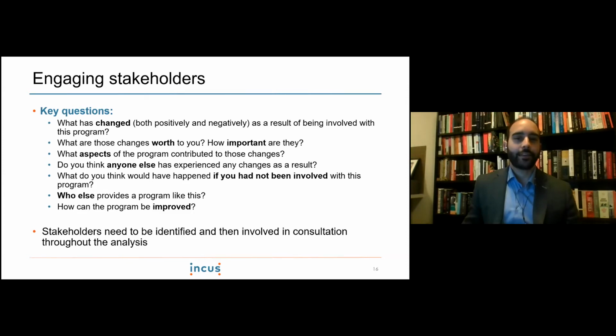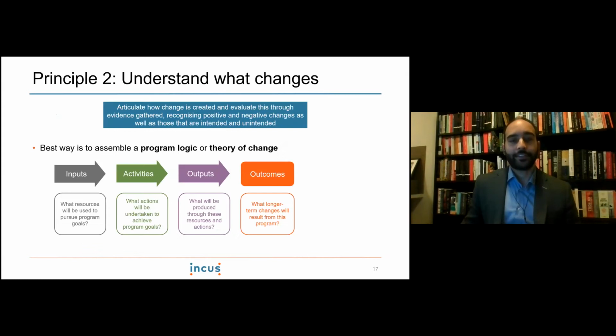And I think, again, this just reminds us that in evaluation, we write reports, we do analysis, we come up with frameworks, we come up with tables and charts, but the core of our work and the core of social value measurement is just listening to people and understanding what changes and what matters from their perspective. And that leads us nicely into principle 2, which is understand what changes. So how change is created, and gathering evidence to recognize that this has happened.